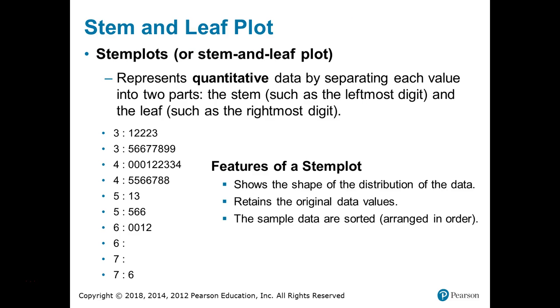So now the next thing that we are going to look at is the stem and leaf plot. A stem and leaf plot represents quantitative data by splitting each value into two parts: the stem, which is the leftmost digit, and the leaf, which is the rightmost digit. Features of a stem and leaf plot: it shows the shape of the distribution. So you can kind of see this is the 30s, the 40s, the 50s, the 60s, the 70s.